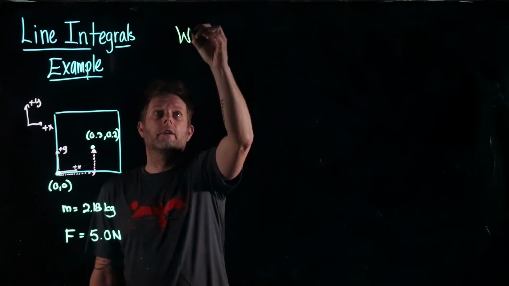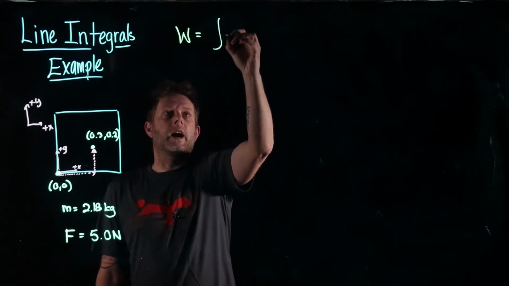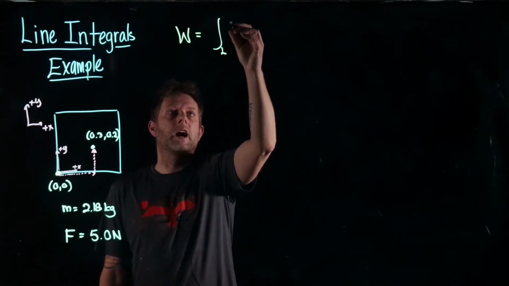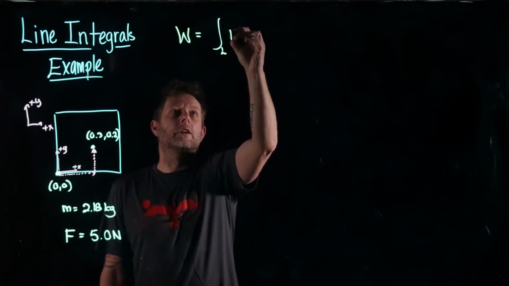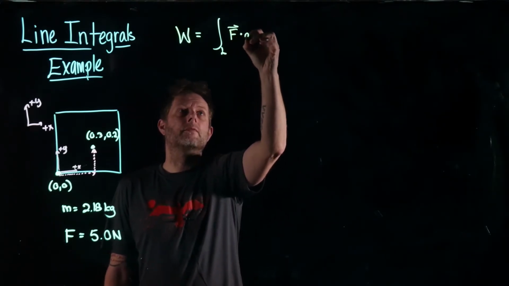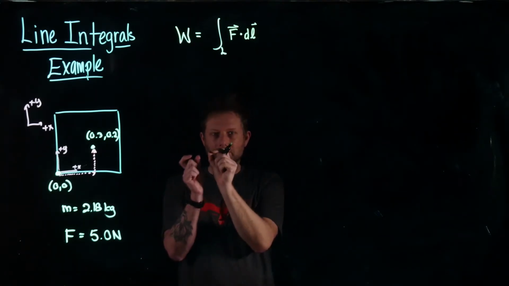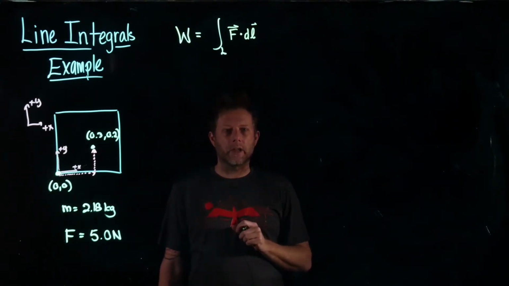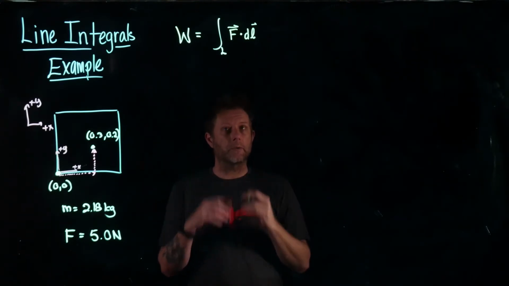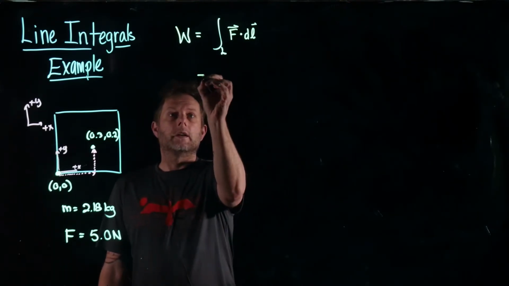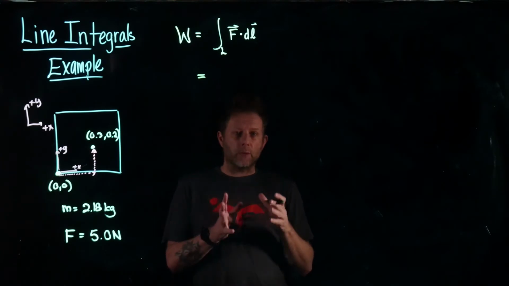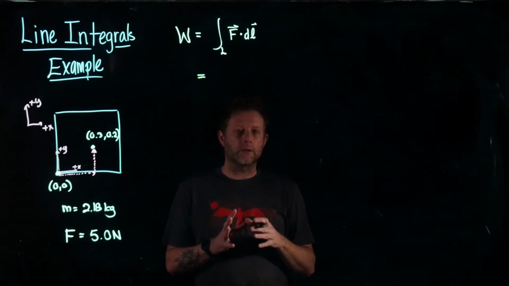So the work is defined as the line integral along some line or curve of the applied force dotted with the infinitesimal displacement along that curve, and then we're summing them up, and that becomes the integral. As we showed earlier, we can write the dot product out in terms of the scalar components.